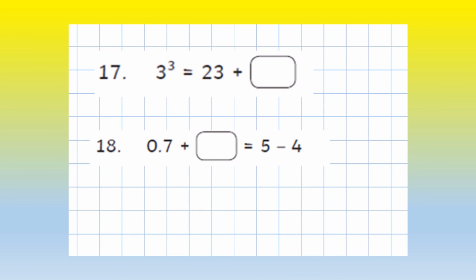Right, 3 cubed, that's 3 times 3 times 3. Well, 3 times 3 is 9, 3 nines are 27, so that's what we've got to equal. 23 plus what gives us 27, or 23 plus 4 gives us 27. Okay, the second one, 0.7 plus something equals 5 subtract 4. Well, 5 subtract 4, that's easy. 5 subtract 4 gives us 1. We've got to make 0.7 tenths up to a whole one, so we need to add another 3 tenths, 0.3 to it.